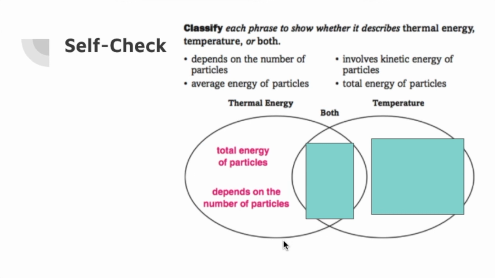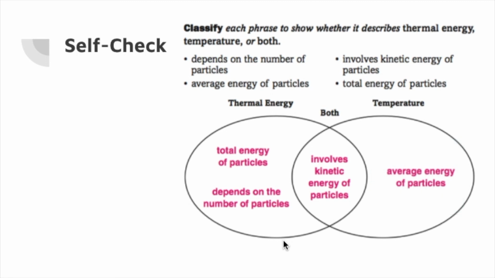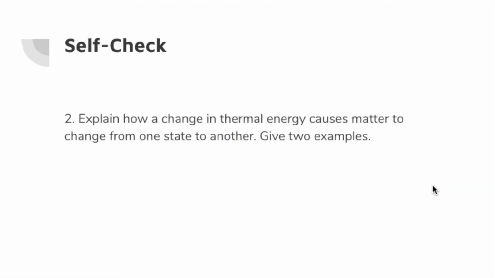Thermal energy is the total energy of particles, and it depends on the number of particles. They're both similar, thermal energy and temperature. They involve the kinetic energy of particles, and temperature is really specifically focused on the average energy of particles. So the difference is between total and average. They're both talking about kinetic energy, the movement of those particles, but there's a difference between them being added up totally and the average being taken. Let's take a look at the rest of our questions.